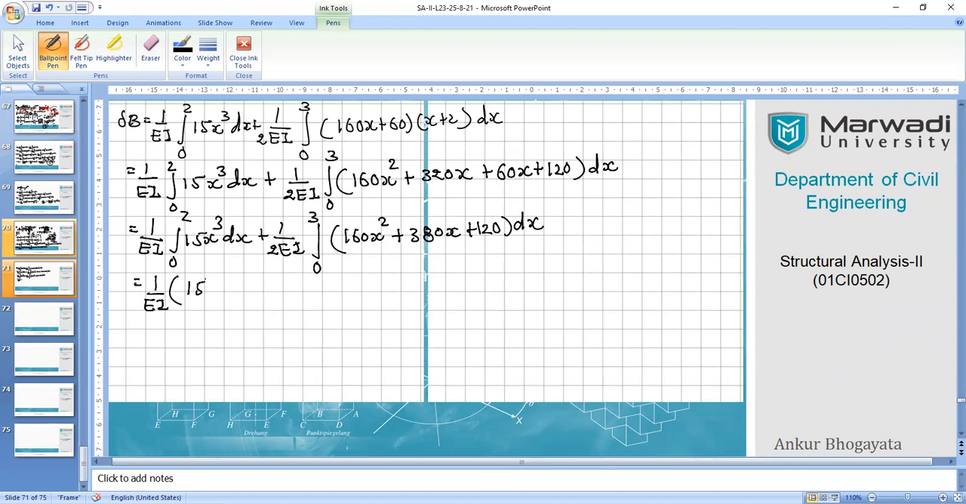So 15. Now let's integrate this. 4. Okay. 1 upon 2EI. Sorry, I forgot to mention the limits over here. 0 to 2 is the limit. 160 raised to cube upon 3. I'm sure most of you have reached the final answer by this time, and you are ready with your answers. Very soon I'm going to ask you, but the rest of you, please write this down carefully. Limit is 0 to 3 meters.